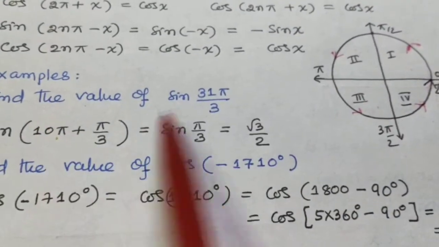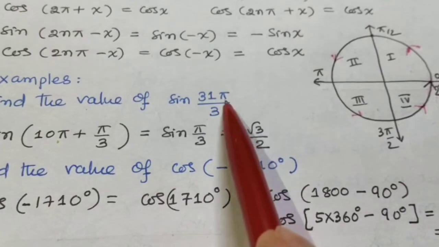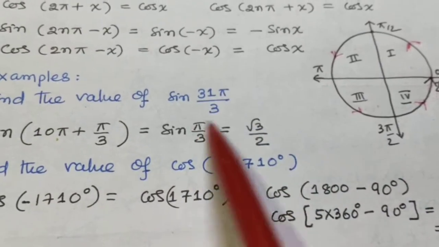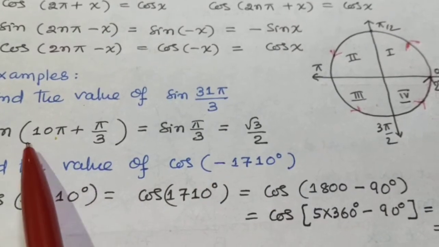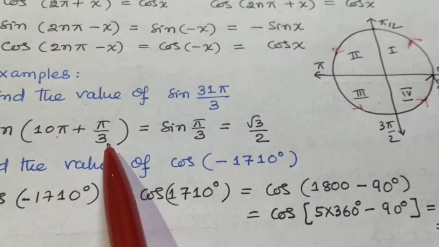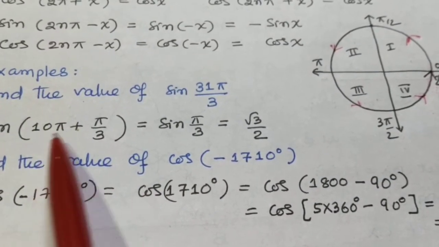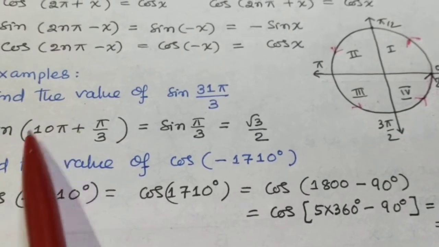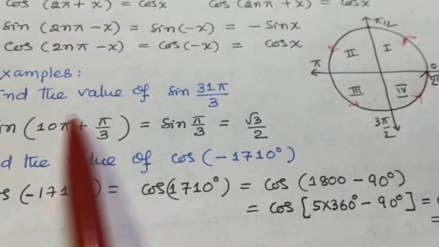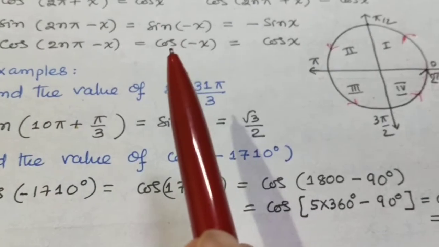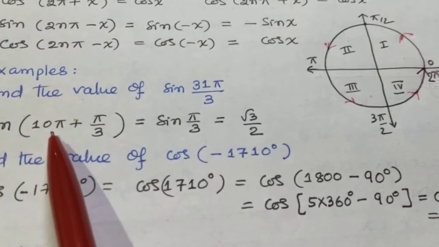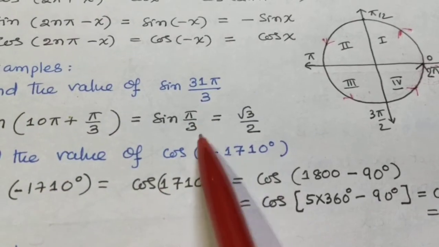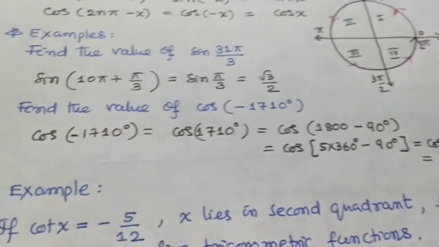Now find the value of sine 31 pi upon 3. We will go about it this way. 31 pi upon 3 is nothing but sine of 10 pi plus pi by 3. 10 pi is 5 into 2 pi. In 2 pi one round is done, round after round, 5 times gone. It's finished. So it is sine of pi by 3 only, because it coincides with 0. So sine pi by 3 is nothing but root 3 by 2.